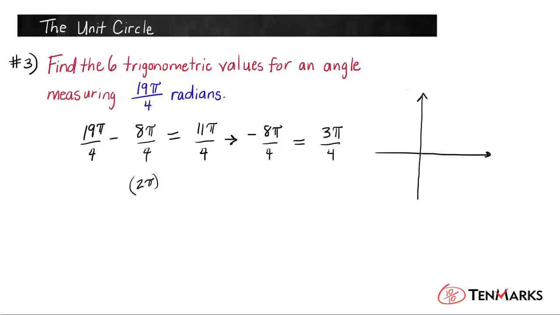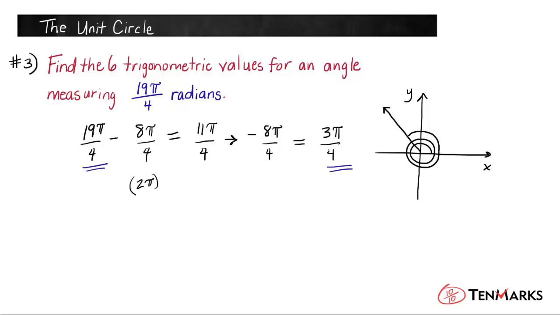We have our x and y axes, and we started with the initial side of our angle on the positive x-axis. We made one revolution, which was our 8 pi over 4 radians. We made a second revolution, which was another 8 pi over 4 radians. And then we were going another 3 pi over 4 radians, which puts the terminal side of our angle in quadrant 2. Notice that 19 pi over 4 radians and 3 pi over 4 radians are coterminal angles. And 3 pi over 4 radians is going to have the same trigonometric values as 19 pi over 4 radians.